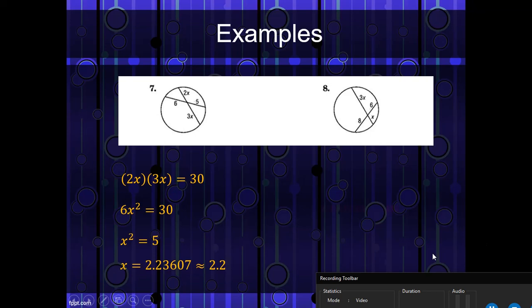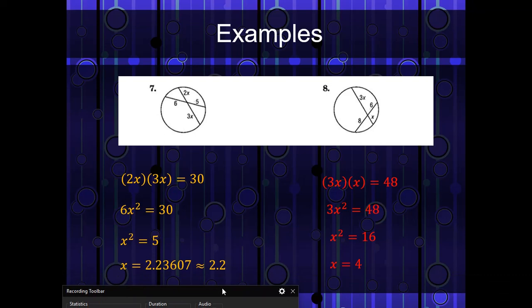We'll do the same in our last example. 3x times x equals 6 times 8. We're going to divide both sides by 3, and this is a perfect square. So even though x has 2 roots, we're going to disregard the negative 4 as a reject and accept positive 4.